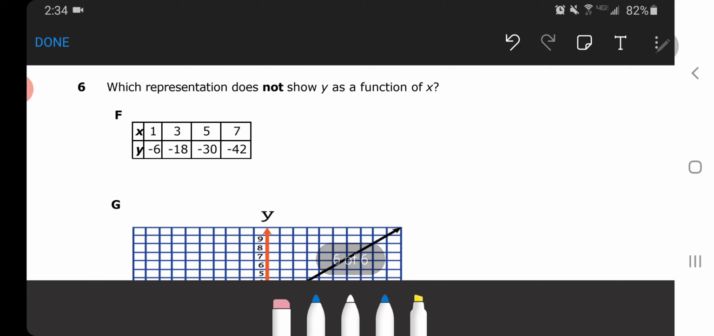All right, which representation does not show y as a function of x? So we're looking for the one that's not a function. All right, we have ordered pairs 1, negative 6, 3, negative 18, 5, negative 30, and 7, negative 42. Once again, my domain members all go to one y member, or once again, the x values do not repeat, so it is a function. Once again, we're looking for the one that is not a function.